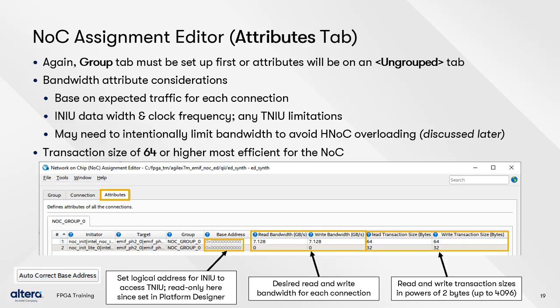The NoC performance report, discussed later, will estimate whether these values are achievable based on the final physical placement of these NoC elements. The transaction size can be set to a power of 2 number of bytes from 32 up to 4096. Since a transaction through the NoC is broken down into 64-byte packets, it's recommended in most cases to set these options to 64 bytes or greater.